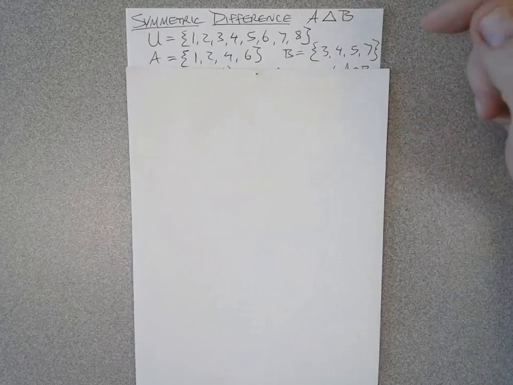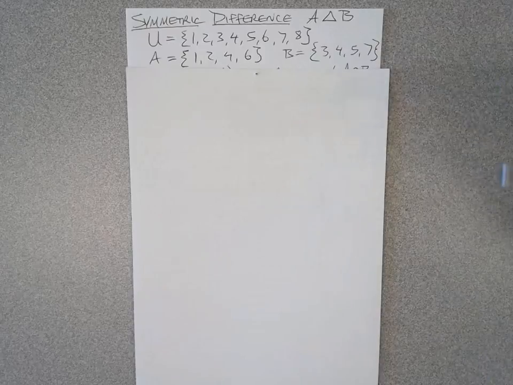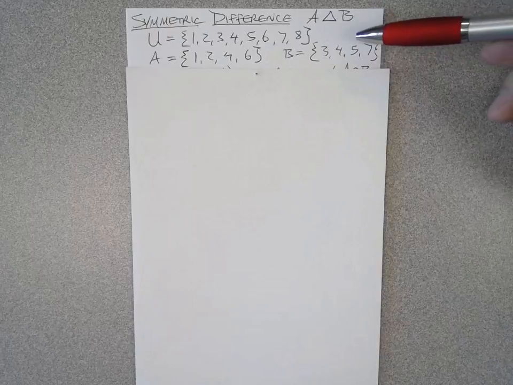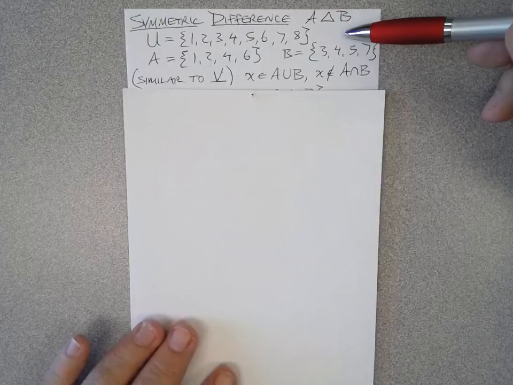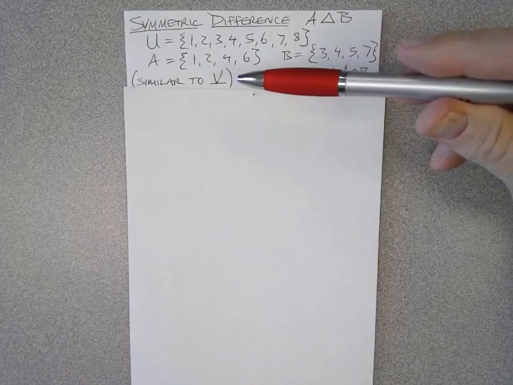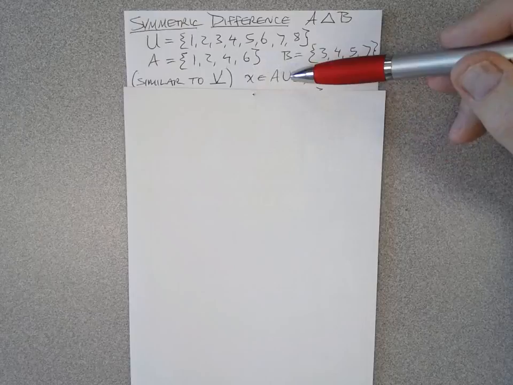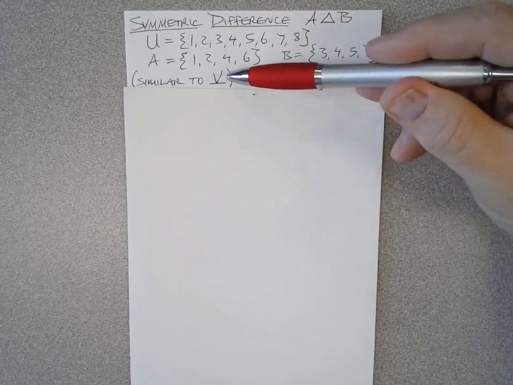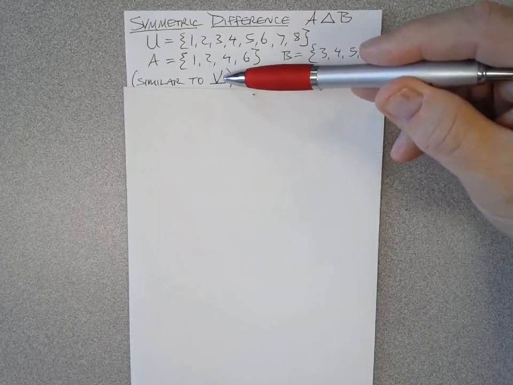Just to recap, the example that we're working with is the universal set 1, 2, 3, 4, 5, 6, 7, 8. And A is 1, 2, 4, 6, B is 3, 4, 5, 7. And so when we talk about the symmetric difference, one of the ways to think about that is to recall when you're working with logic, the exclusive or. It's like an or statement, but one or the other, but not both. That exclusive part, but not both.